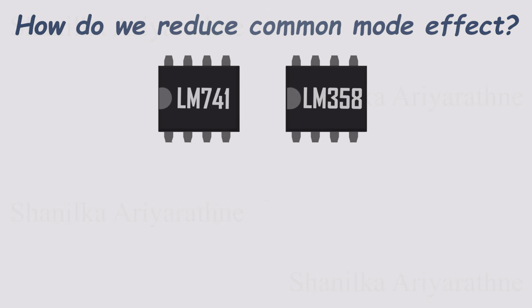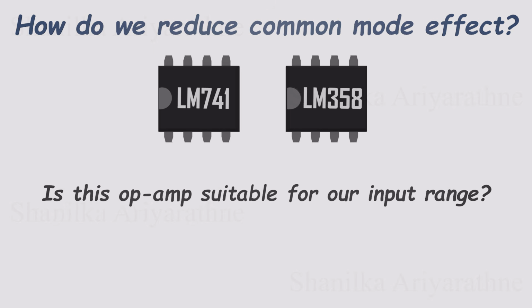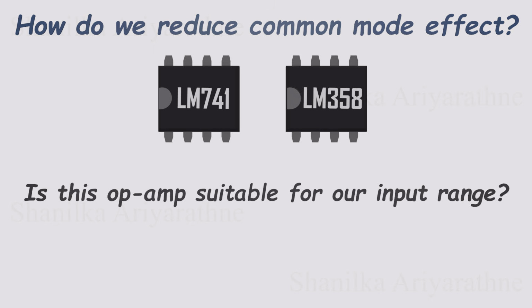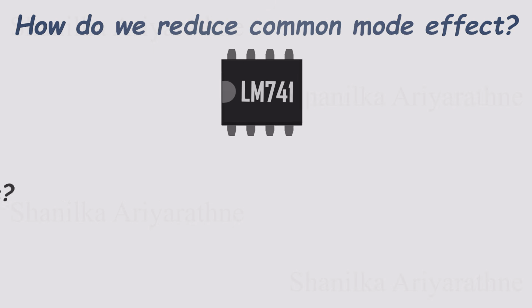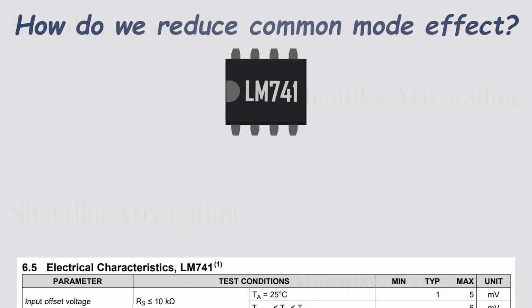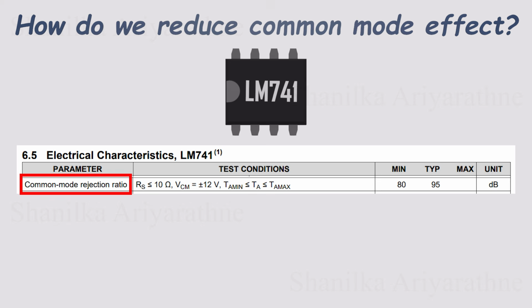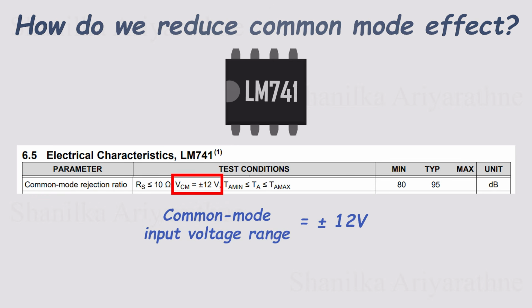Whenever we choose an op-amp IC for a difference amplifier, the datasheet is our best friend. The key question to ask is: is this op-amp suitable for the input voltage ranges we plan to use? Take the classic LM741 as an example. In its datasheet, you'll find a row labeled Common Mode Rejection Ratio. We'll dig into what that number means in just a minute, but right next to it, there's another important detail, the common mode input voltage range, listed as plus or minus 12 volts.